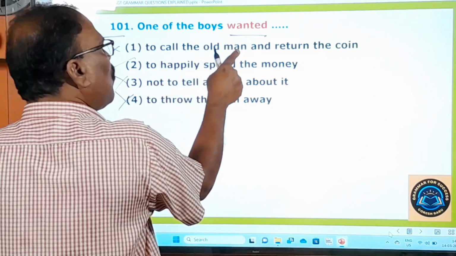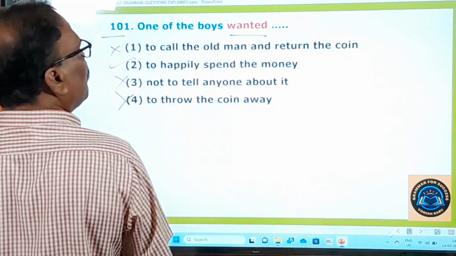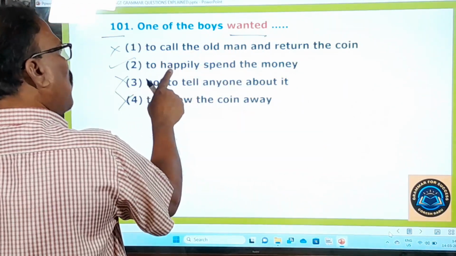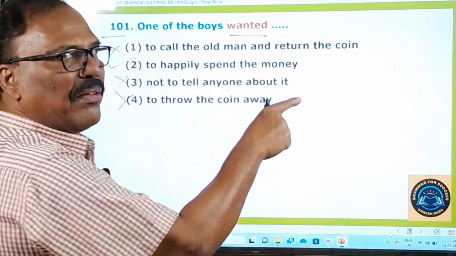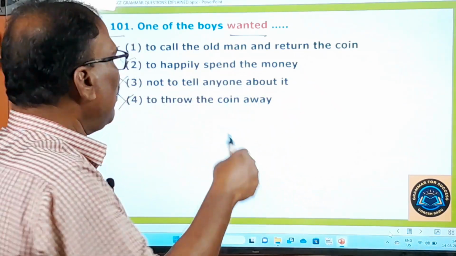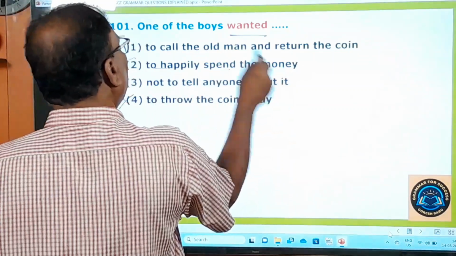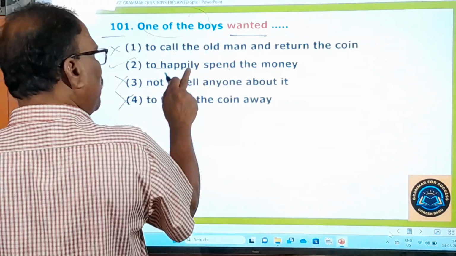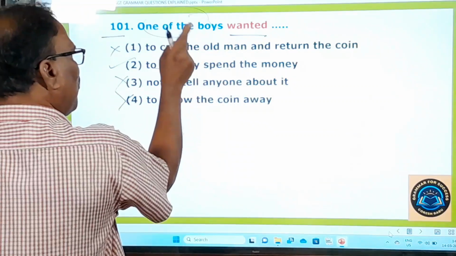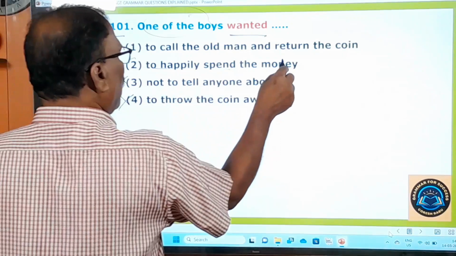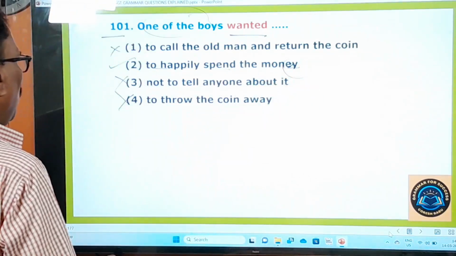So, to call the old man and return the coin? No. To happily spend the money? Yes. This is what the dishonest boy, the insincere boy, wanted to do. So he wanted to happily spend the money. This is what one of the boys wanted to do. So first one, third one, fourth one are wrong. Only the second one is the right one. And you go to the next question.